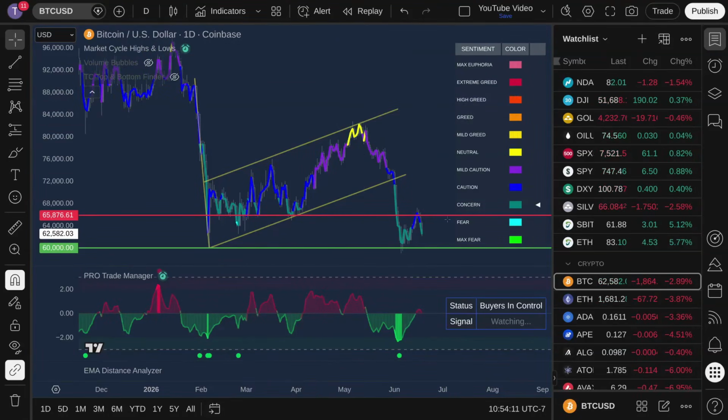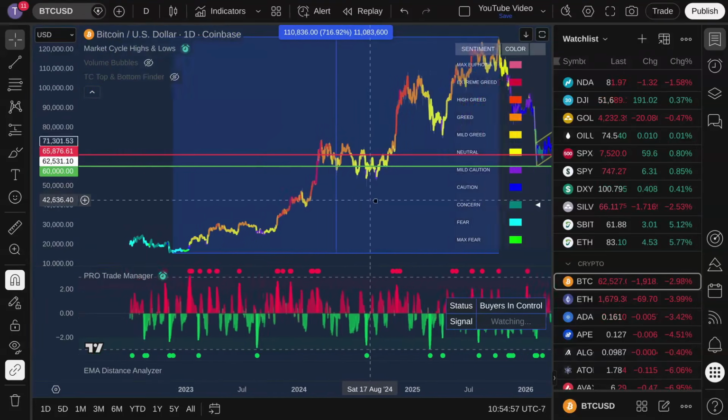As that happens, in order to find an entry at that level, we want to see either fear or max fear at the same time as a green dot from the Pro Trade Manager. When this happens, it means a local bottom, indicated by a green dot, has been found when retailers are feeling the absolute most fearful they will in the market cycle. They're going to sell out and drop the price further. Whales know this and are going to buy at that point, taking advantage of retail traders selling liquidity, enabling them to buy at discount prices. That's why fear and max fear is so important. That's why the green dot is so important.